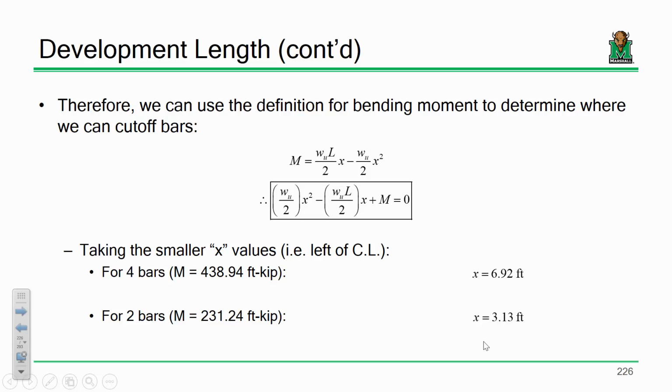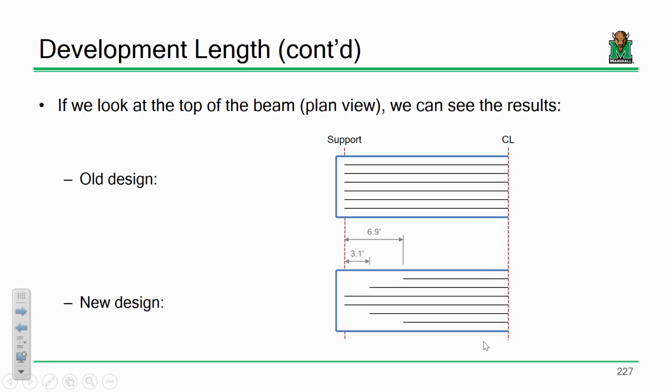So here's my moment diagram. I know what the maximum capacity is, and so here I'm saying I need 6 bars of reinforcement. But where on the moment diagram could I start using 4 bars? And maybe where on the bending moment diagram could I start using 2 bars? So instead of trying to use 6 bars along the entire beam, maybe I could do something like this.